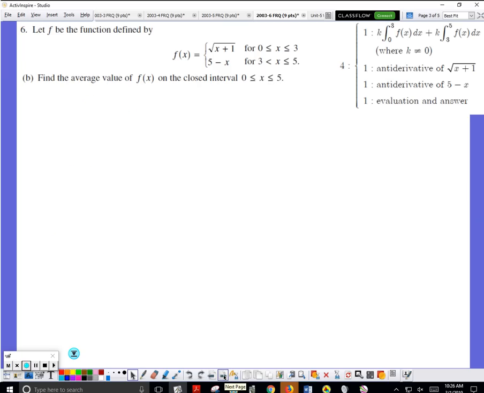Part B. Find the average value of f on the closed interval. To find the average of f, I integrate f. So I need to find the integral of f from 0 to 5. And I must multiply by 1 over the width. So I have to have a 1/5. So that's how I'm going to find the average.